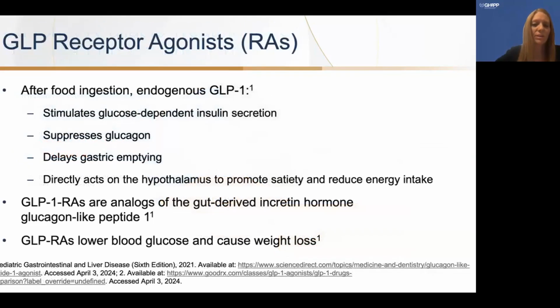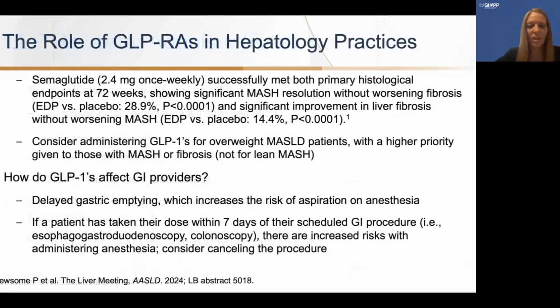So starting with the GLP-1 receptor agonists, these are endogenous hormones secreted after food ingestion. They stimulate the glucose-dependent insulin secretion, help suppress glucagon, delay gastric emptying, and directly act on the hypothalamus to promote satiety and reduce energy intake. So the GLP-1 receptor agonists are analogs of this gut-derived incretin hormone, and they mimic the actions of the endogenous hormone. And they are intended to lower blood glucose and cause weight loss. So we will discuss how they can be used in hepatology practice.